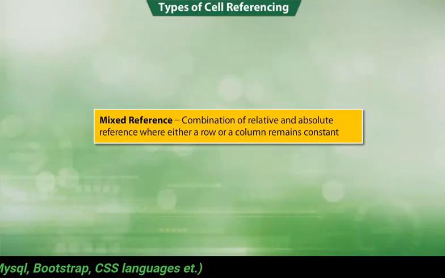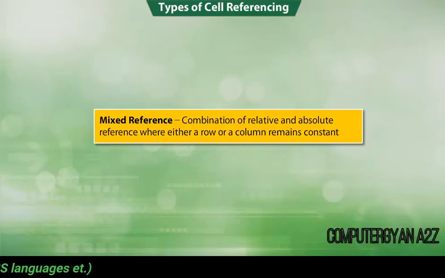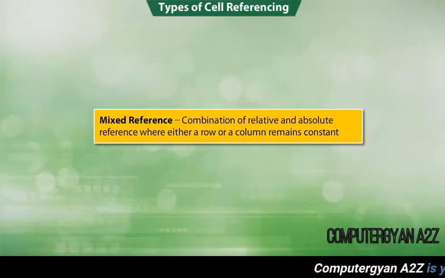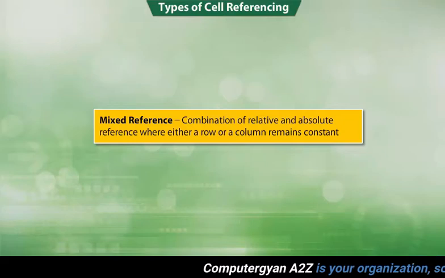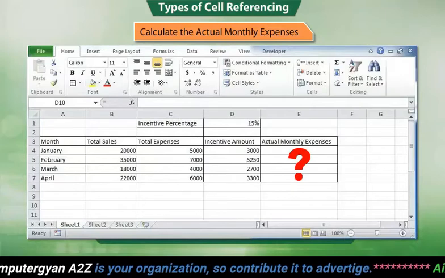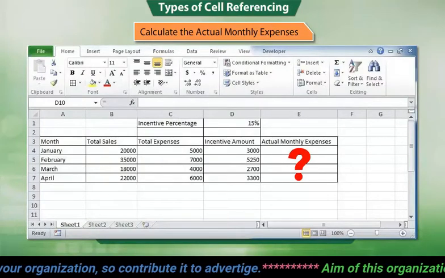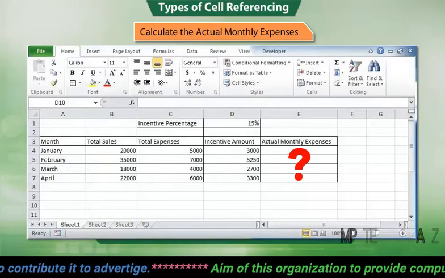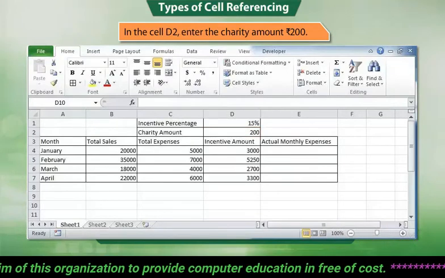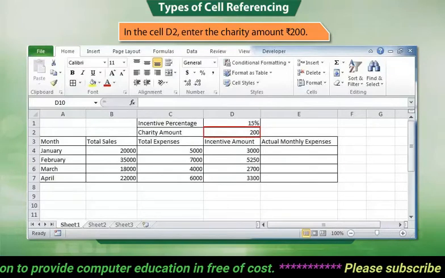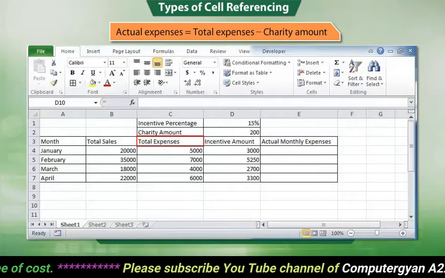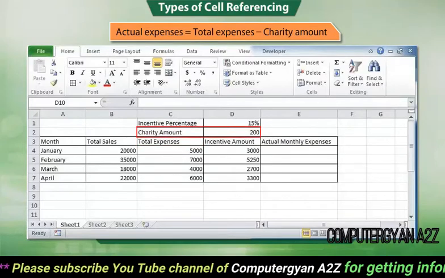The next type of cell reference is mixed reference. It is a combination of relative and absolute reference where either a row or a column remains constant. Let us consider the previous example and use mixed reference to calculate the actual monthly expenses. To do this, in the cell D2, enter the charity amount rupees 200. The actual expenses is equal to the total expenses minus the charity amount.